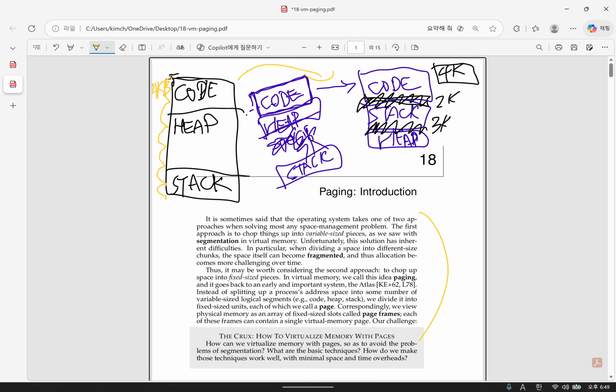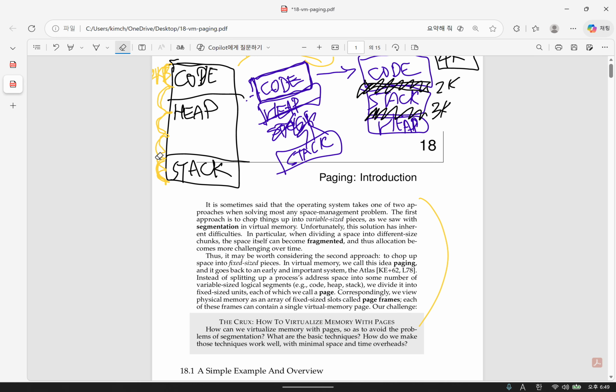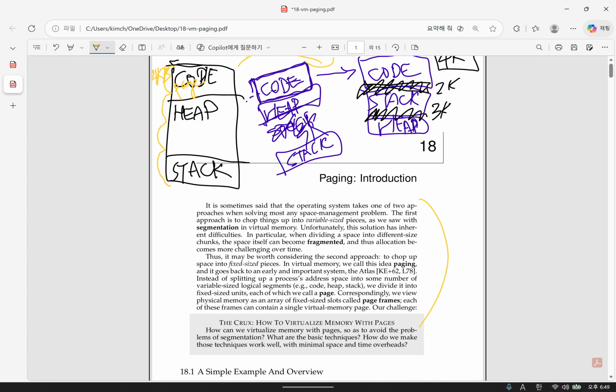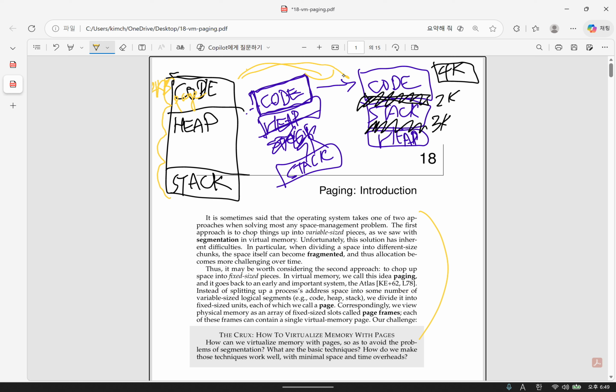Let me erase it and do it again. This division, right, it's called a page. In this case, it's a 4 kilobyte page, and then it's pointed to page frames in the physical memory, right?